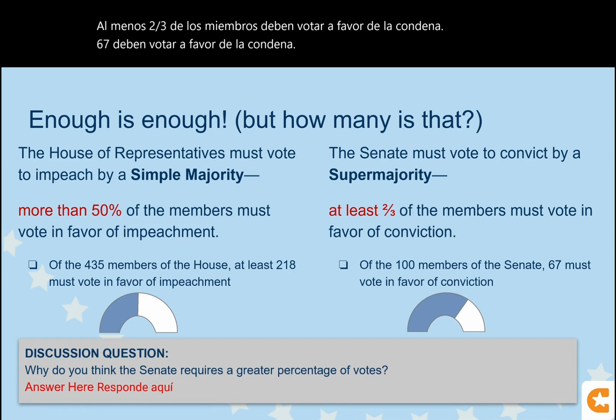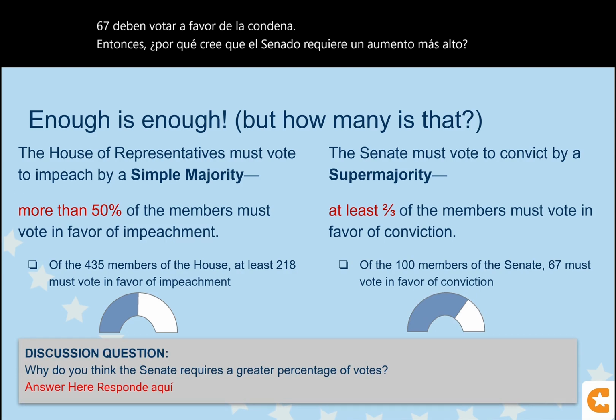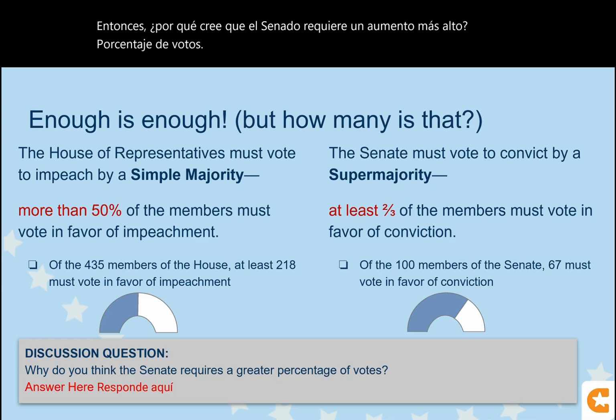So, why do you think the Senate requires a higher percentage of votes? Answer now.